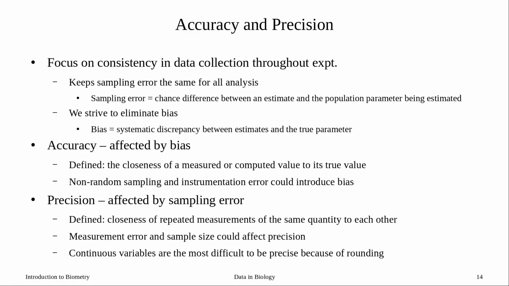Sampling error is all about just dumb luck. Maybe you woke up in the morning and your eyes aren't as good at spotting the birds that you're trying to count. So sampling error is just the randomness that's out there. We also want to eliminate bias. Bias is a systematic discrepancy between estimates and the true parameter. Bias can be introduced by the researcher itself, or it could be introduced by equipment.